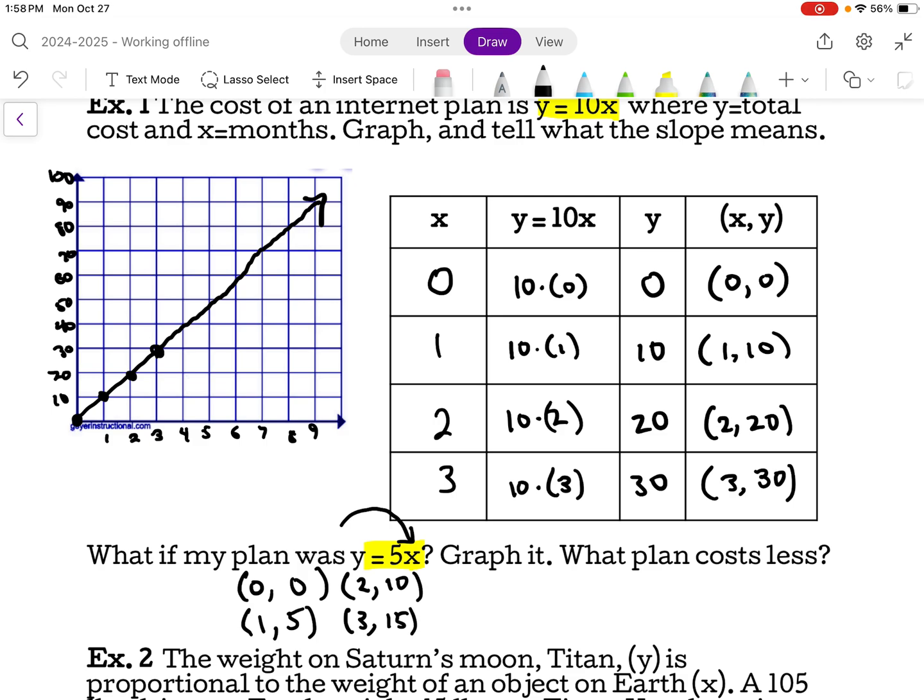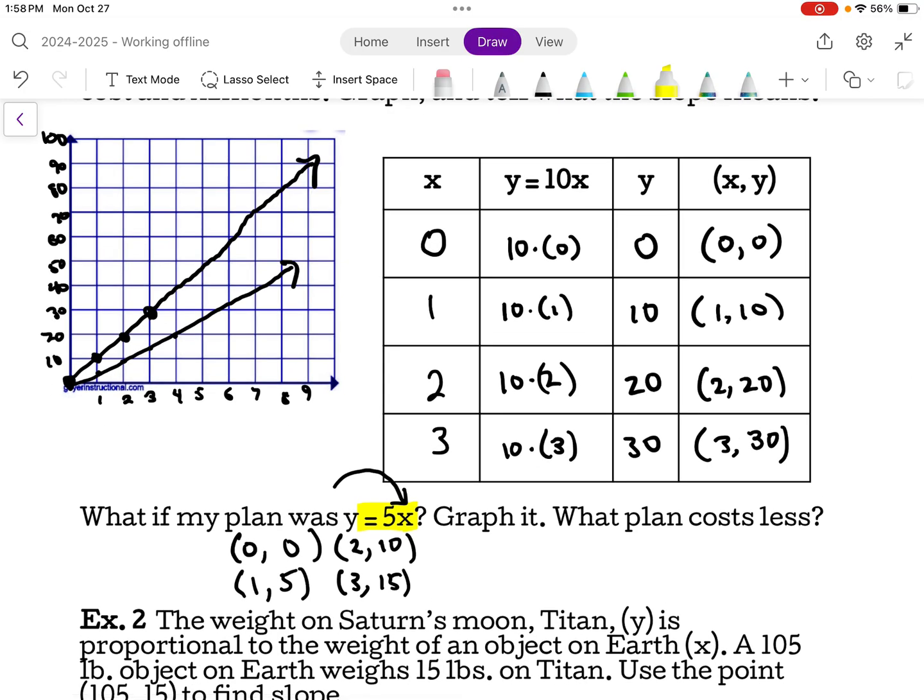That's enough points to graph. So let me graph these. So 0, 0 would be here, 1, 5, 2, 10, and then 3, 15. If I continued the pattern, I would go 4, 20 and so on. And I'm going to get a line that looks like this. So that's an example of the two internet plans. What plan costs less? Let me answer this question at the end. Well, it looks like the plan where it's y equals 5x costs less. So I would say that that one does.